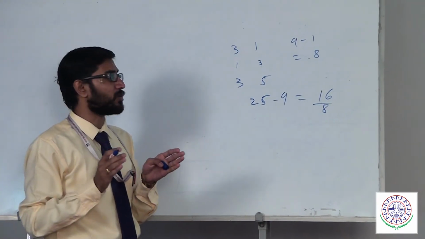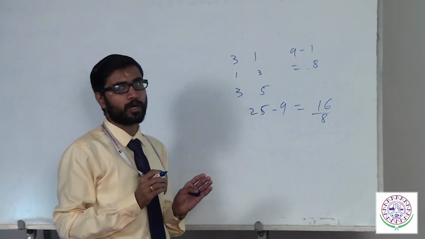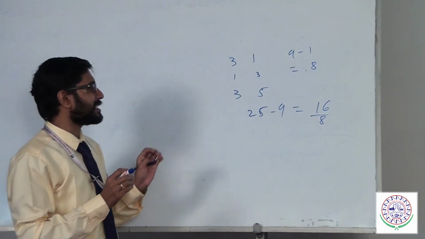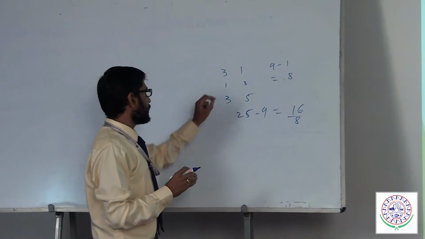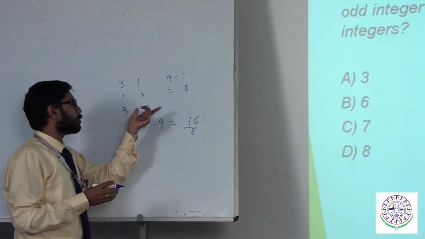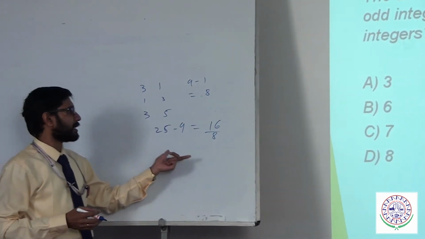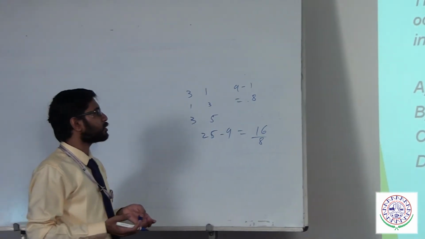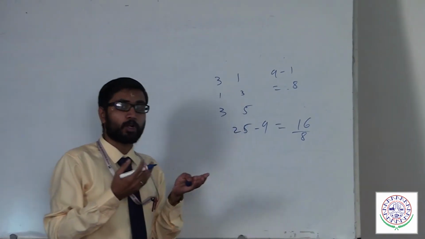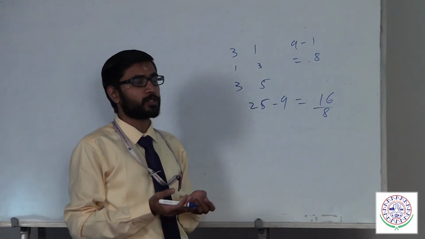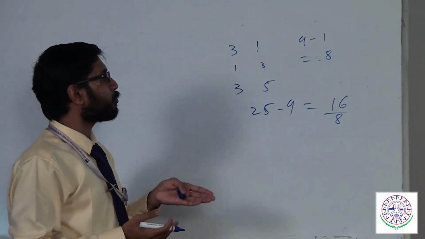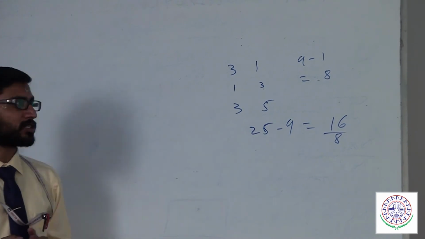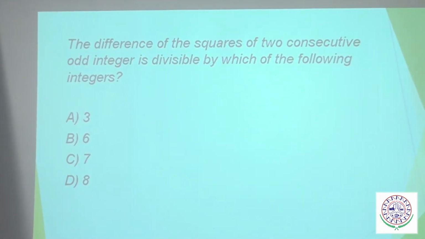Some of the questions will be very simple and straightforward. You can solve such questions in just 10 seconds. If you take any common numbers directly, consecutive odd numbers, you can easily get it. There are many chances of asking similar types of questions. They may also ask consecutive odd numbers or consecutive even numbers. Similar types of questions will be asked from this section. The answer for this question is option D, that is 8.